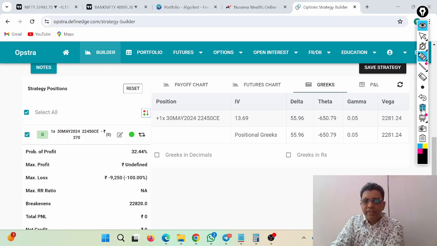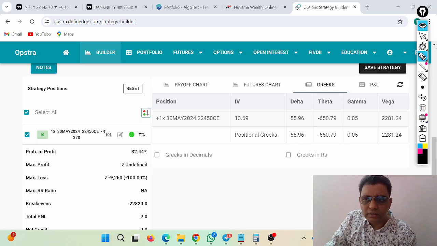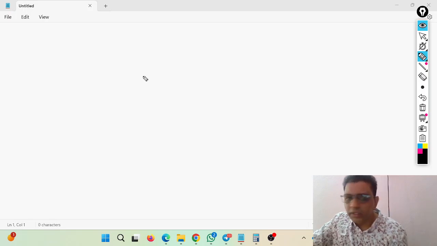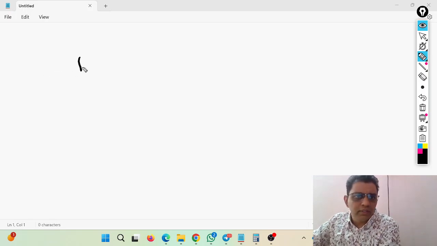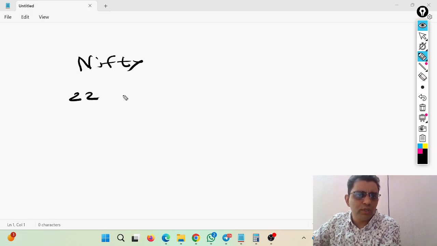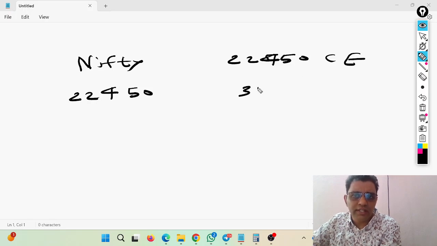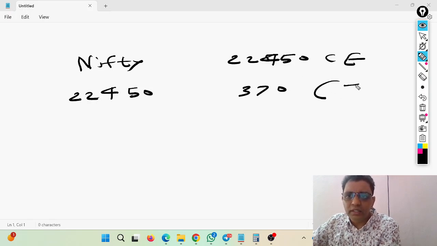I will write it down over here. Currently Nifty is at 22,450, and at the money, that is 22,450 CE, is trading around 370 with 55 delta.